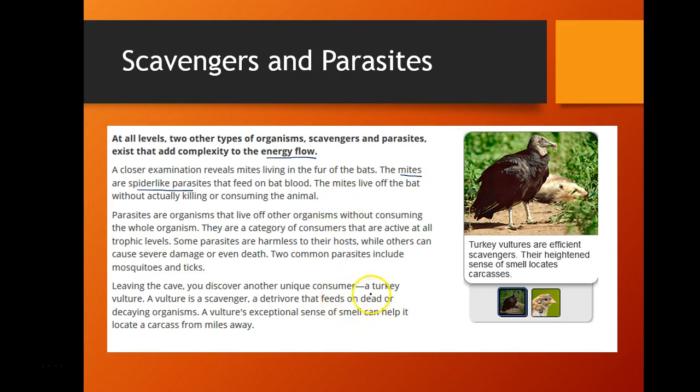We also have organisms like the turkey vulture, and the turkey vulture is actually a scavenger. Or we can also call it a detrivore because it feeds on dead or decaying organisms. The vulture has an exceptional sense of smell that can help it locate a carcass from miles away. So again, it's eating a dead or dying organism.